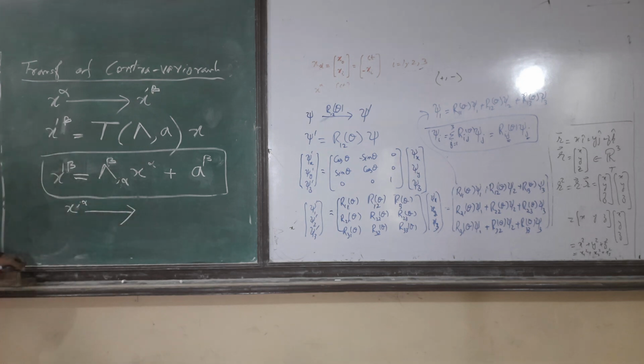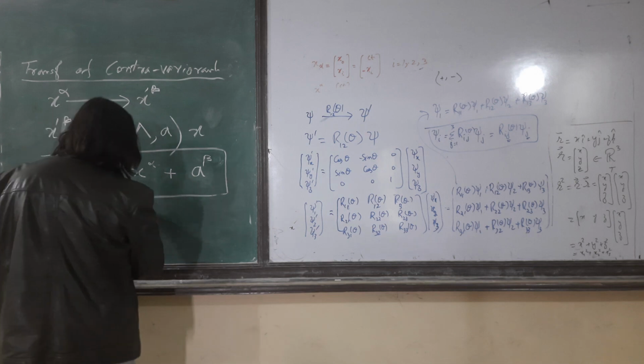If this column is transforming, this was the column that was transforming, row indices. If the column indices is changing, meaning the row is transforming, then how will it be transformed?